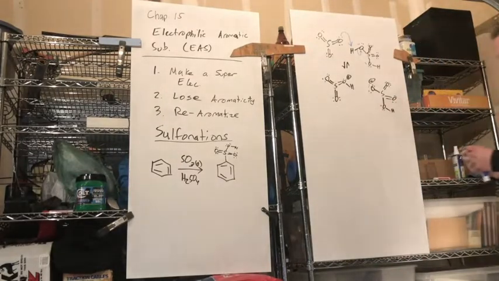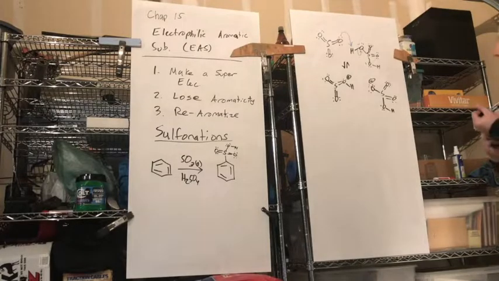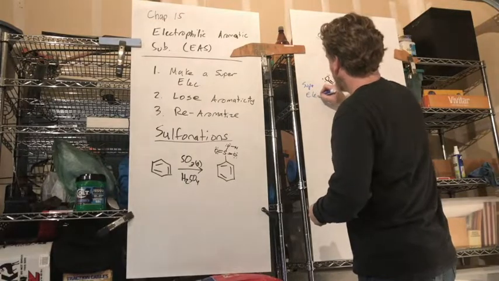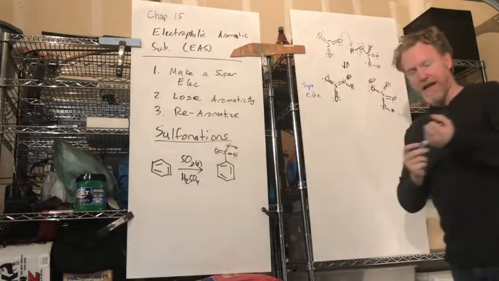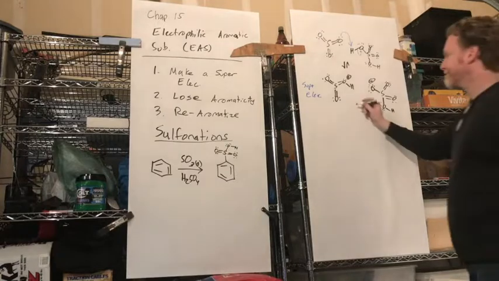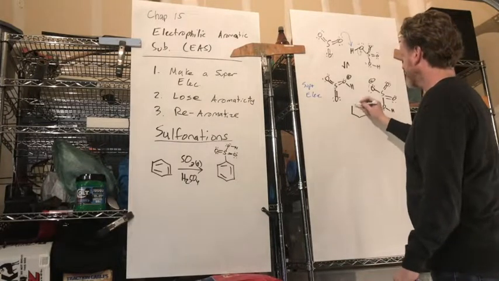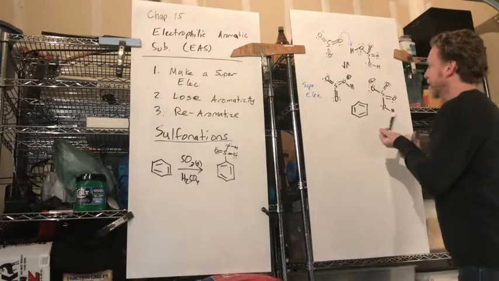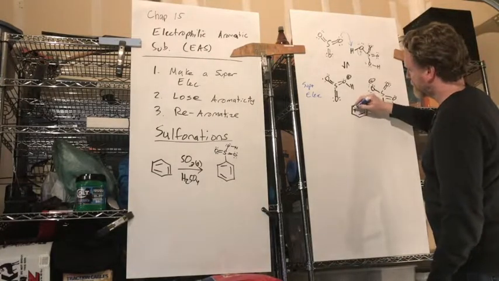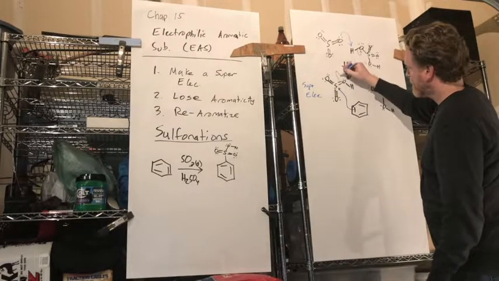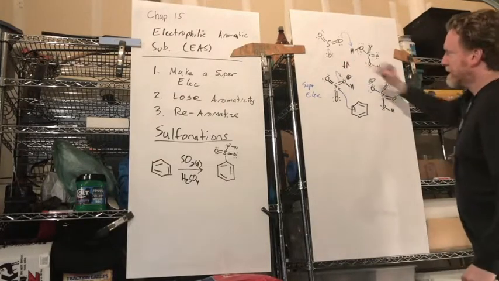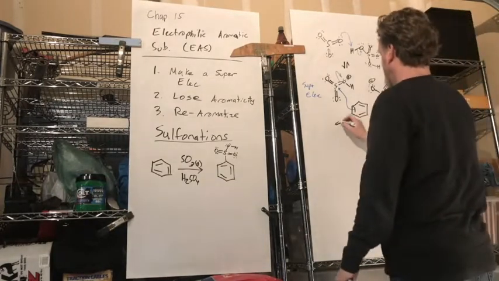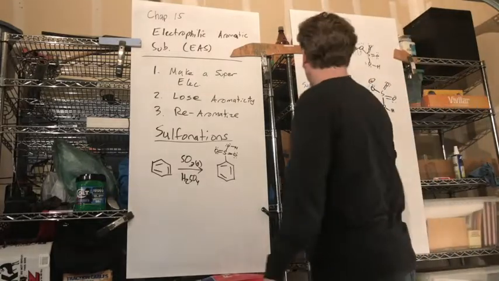Okay, here we go. So what we just did there was made a super electrophile. And now our benzene's ready to come in and react with that. I'll pick a different pi bond this time. It doesn't matter which one. Does that make sense? And I will get, yeah, this one's reversible, I think.